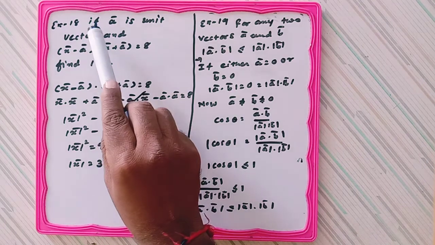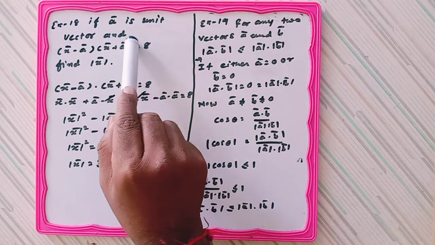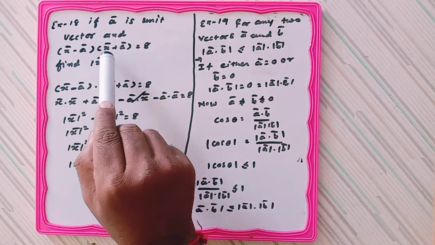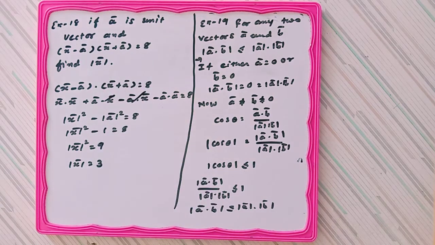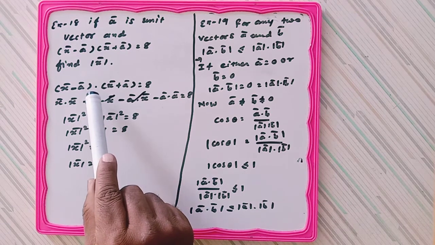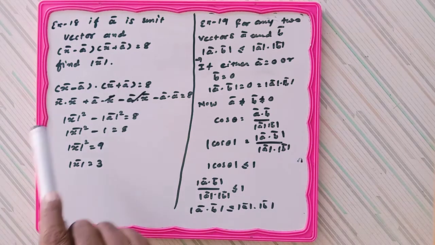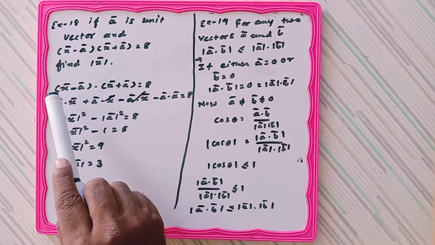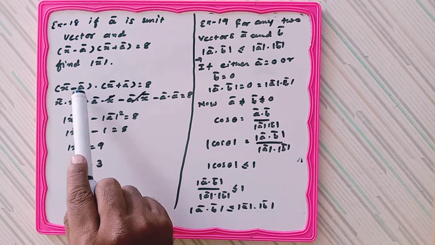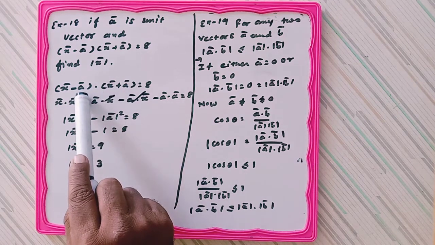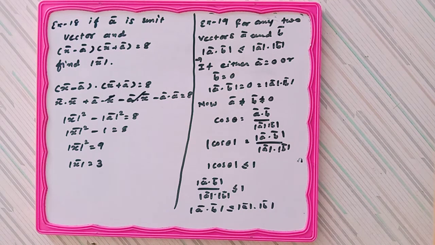Now example 18. If a bar is a unit vector and (x bar minus a bar) dot (x bar plus a bar) equals 8, then find the magnitude of x bar. So (x bar minus a bar) dot (x bar plus a bar) equals 8. Expanding: x bar dot x bar plus a bar dot x bar minus a bar dot x bar minus a bar dot a bar equals 8.